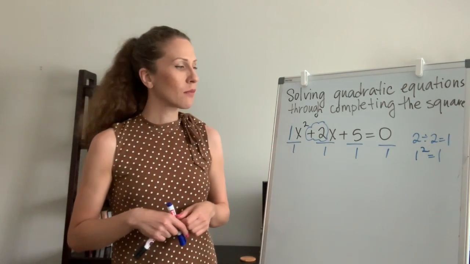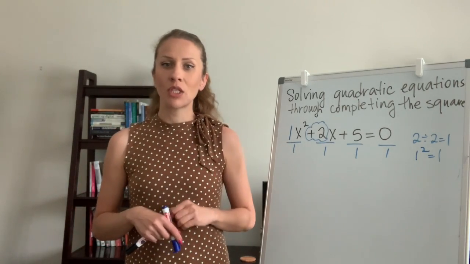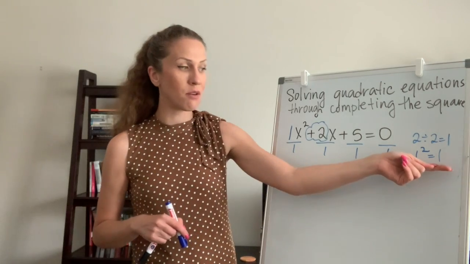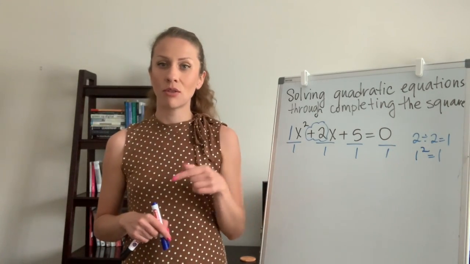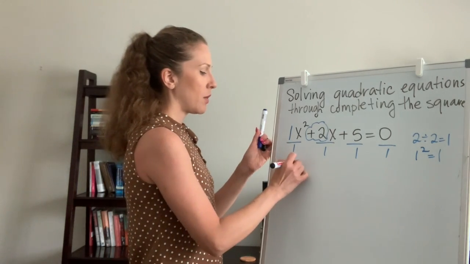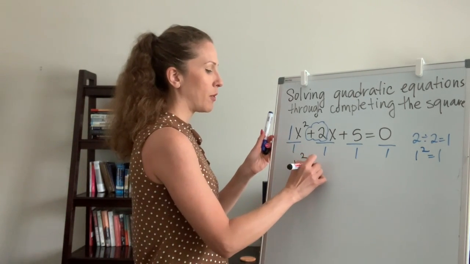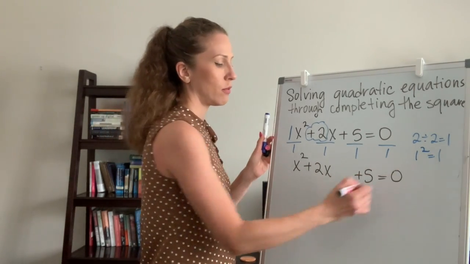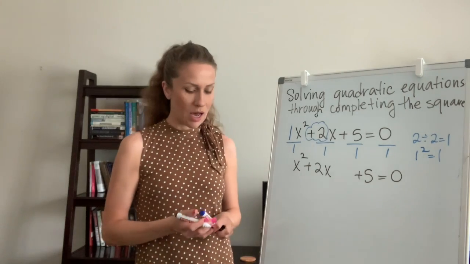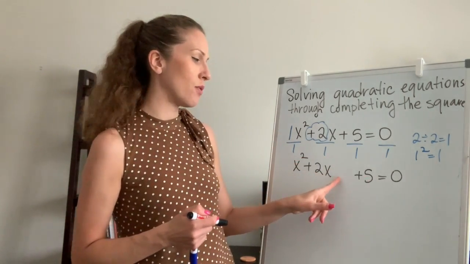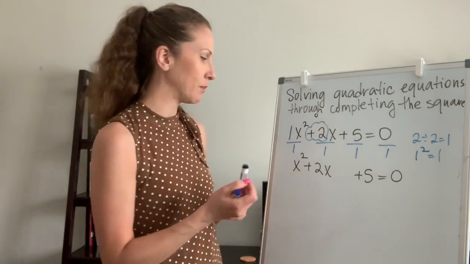We got a 1. So step 3 is to take the number that you obtained in step 2, which was a 1 right here, and add it to each side of the equal sign. Here's what's going to happen. We used to have this, x squared plus 2x plus 5 equals 0. This was our original problem. I will now take the positive 1 that I got here and add it on this side and on the right side.